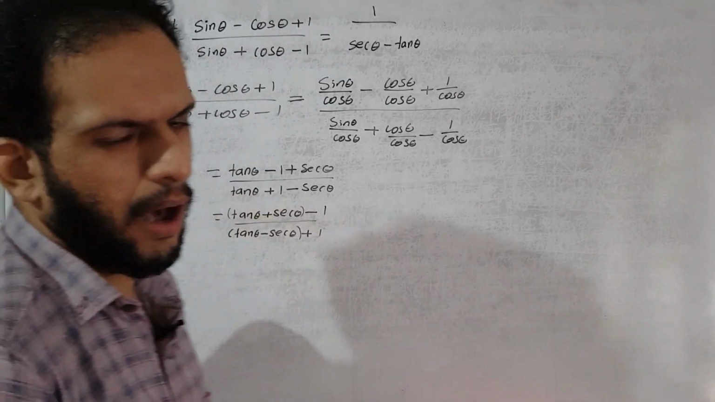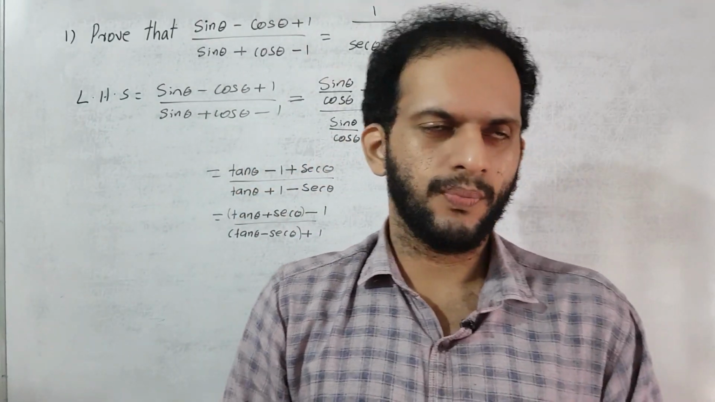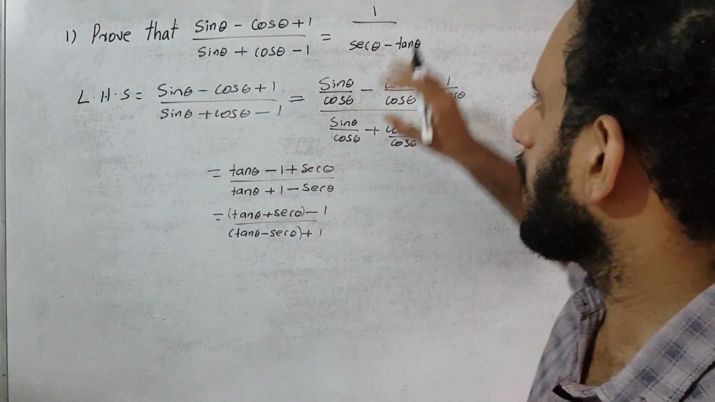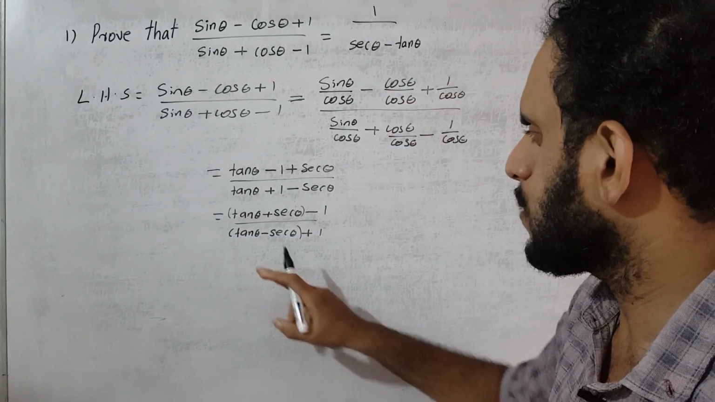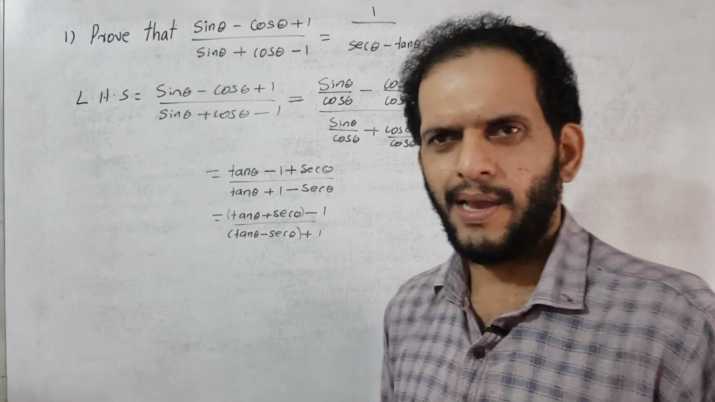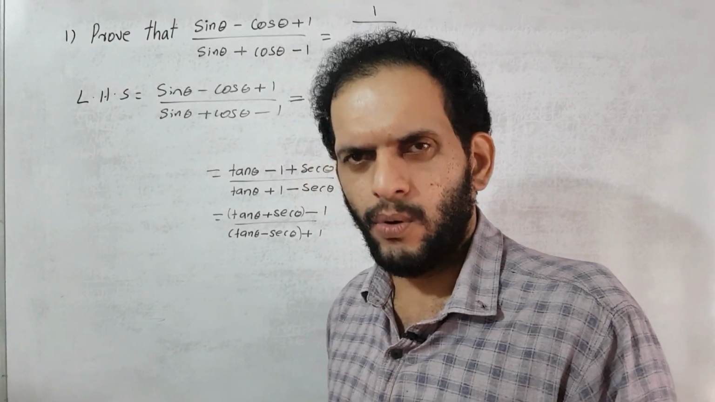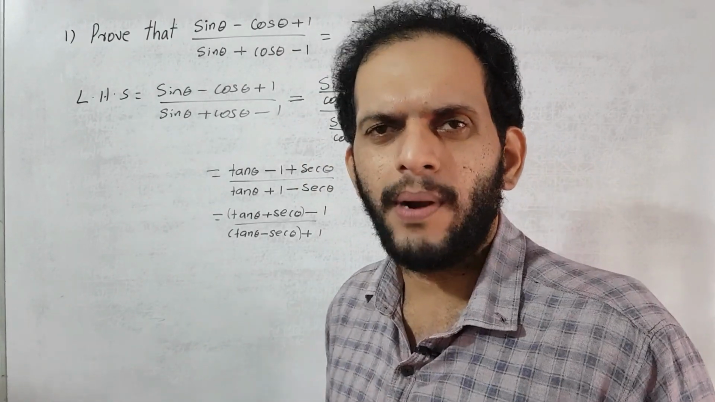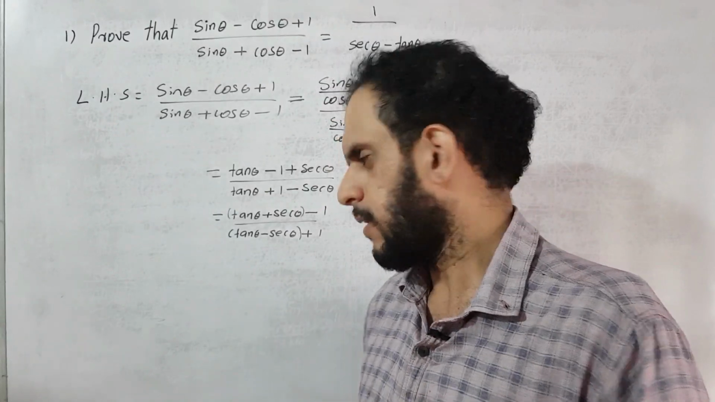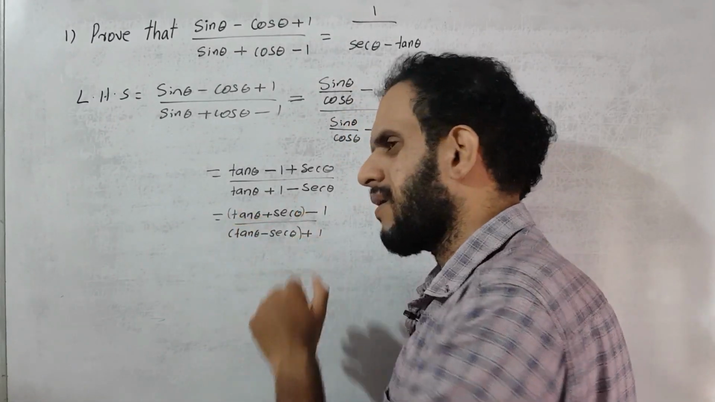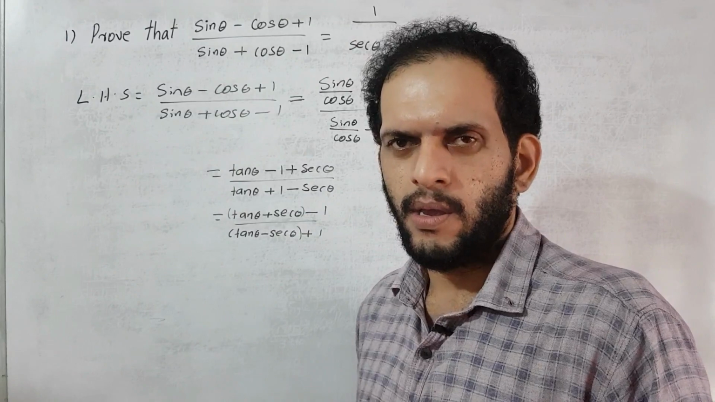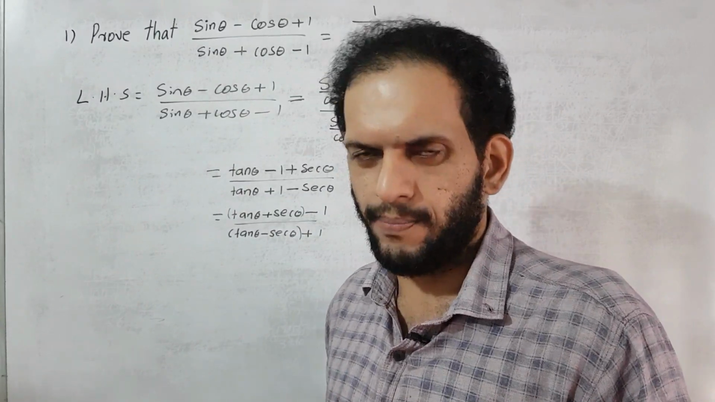Okay, then now how do we proceed? For getting the RHS, we want to get this in the form of a square. Only if we get it in the form of a square can we apply the identity. Yes, it is possible to apply the identity. For applying the identity we need a square form, like tan square, 1 plus cot square, and so on.